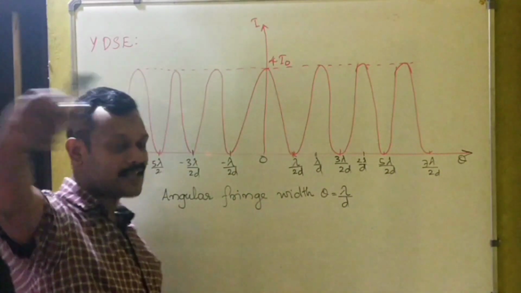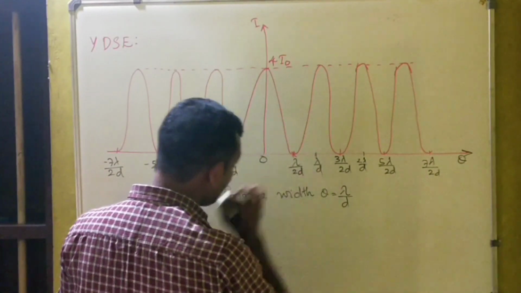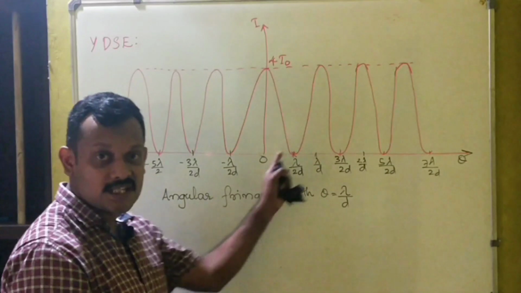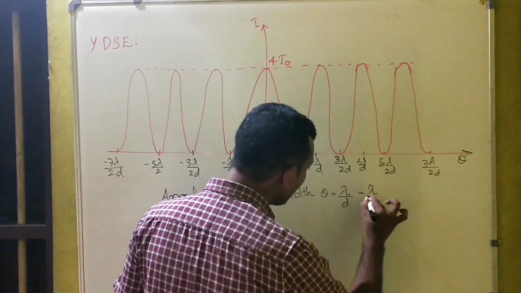That is one way of getting this answer. The other way of getting this answer is look at this. This is lambda divided by 2d. This is 3 lambda. This is 1.5 lambda by d. This is 0.5 lambda by d. Simply we can say this is also equal to lambda divided by d.